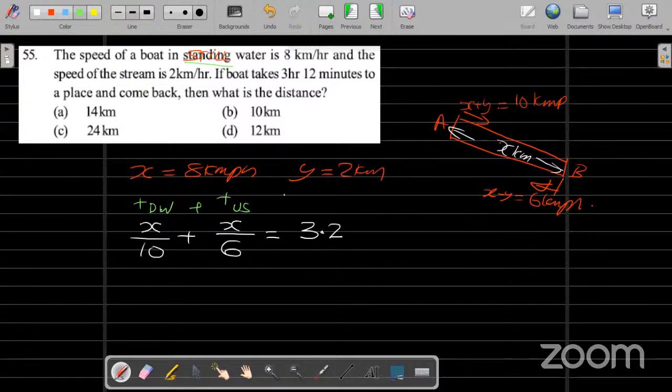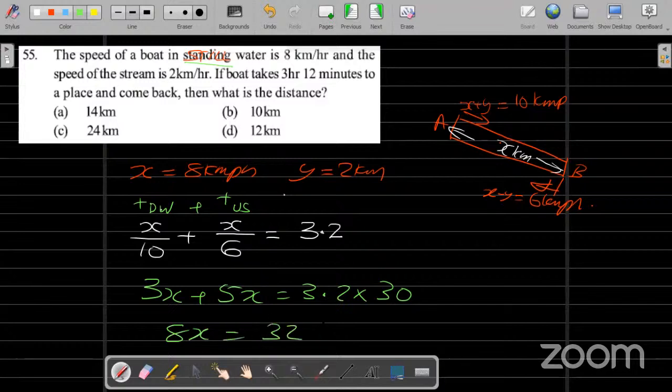Multiplying with 30, I'll get 3x plus 5x equals 3.2 into 30. That is 32 into 3. 8x equals 32 into 3. 8 and 32 go off. I'll get 4 here. 4 3s are 12. 12 is the answer to the question.